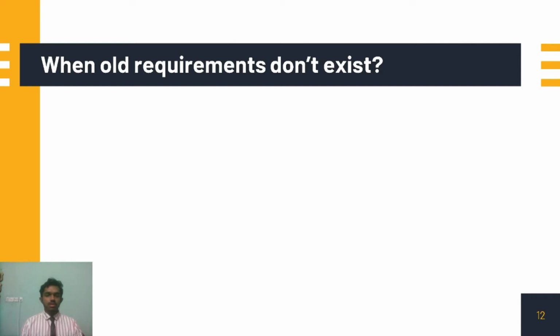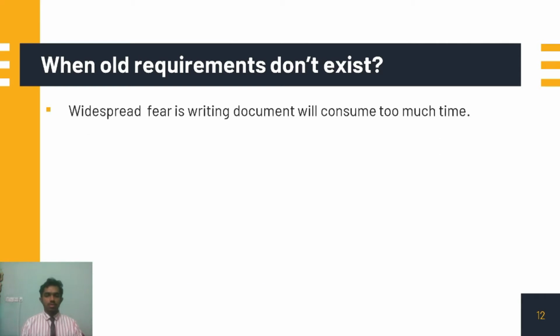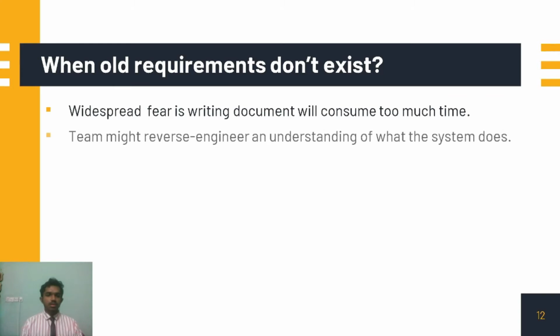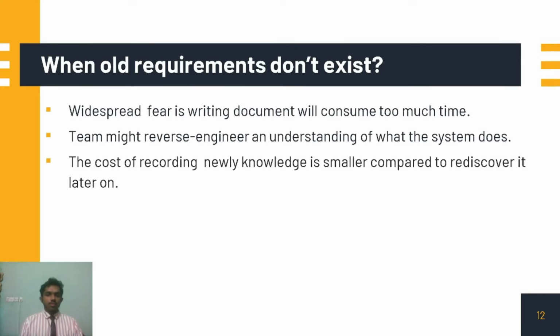In the software industry, there is a whisper that writing documents will consume too much time. That's why teams might reverse engineer an understanding of what the system does. If we don't update requirements, future maintainers may have to rediscover the entire requirements later on. The cost of recording newly gained knowledge is smaller compared to rediscovering it later on.